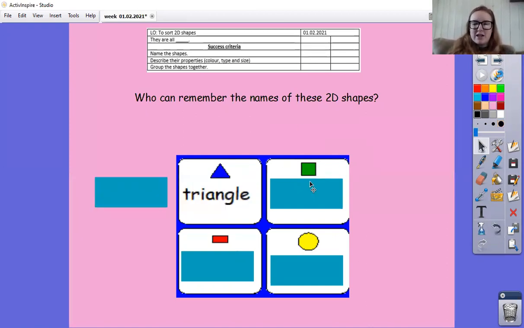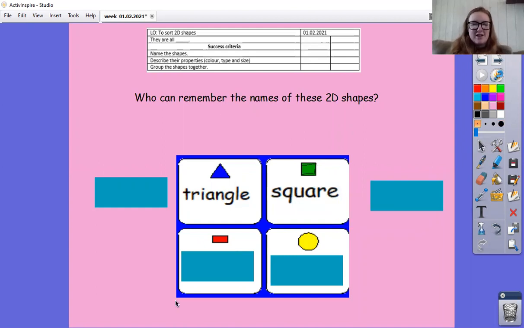Can you try the next one with me? So this shape has 1, 2, 3, 4 straight sides. It has 4 straight sides. Are all those sides equal? Yes. So it has 4 straight sides and they are all equal. What shape is this? It's got 4 straight equal sides. Have a little think. Shout it out if you know the answer. It is a square. Fantastic.